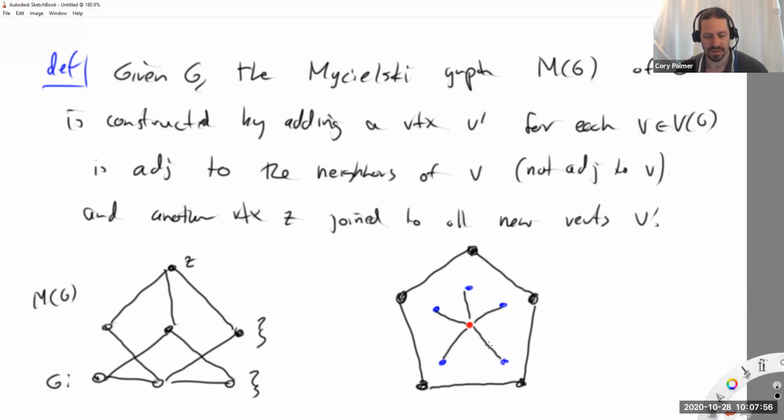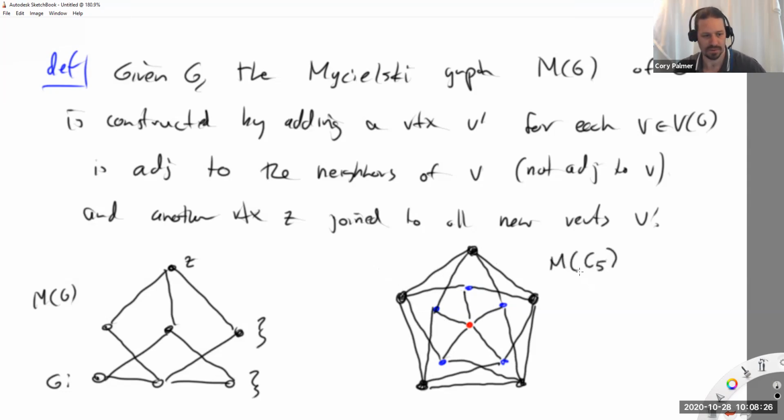So it just looks like this. And then remember, the blue vertices aren't a copy of the graph itself. They're copies of the individual vertices. So this blue vertex here is a copy of this one, so it sees the same neighbors. So it goes here and here. And this one is the same as that. So it goes up here and down here, over here and over here, there and there, and then finally there and there. Okay, so this is M of the C5. C5 is how we denote the 5 cycle. Okay, so you get that nice graph there.